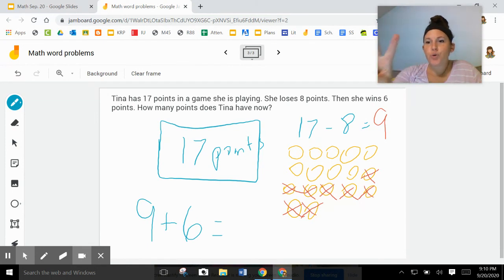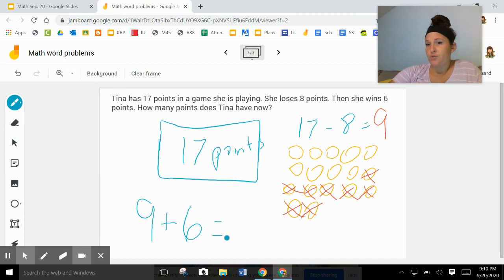This is a 2-step word problem. Why is it a 2-step word problem? Because you had to do the first step that it told you to do, and then you had to do a second step. And if you don't do that second step, you won't get the answer right. So now we've got 9 plus 6.